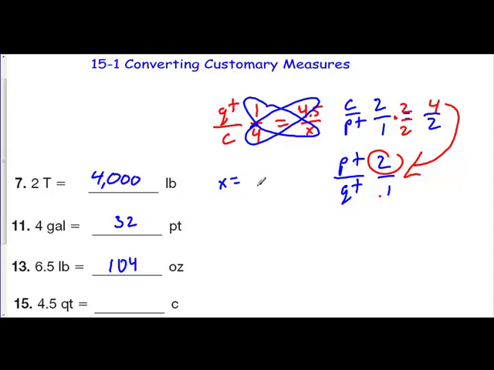4 times 4.5. Let's do that math. 4.5. We'll put that on top since there's two numbers. Times 4. 4 times 5 is 20. 4 times 4 is 16. Plus 2 is 18. We have a decimal here. So the answer here is x equals 18. So there are 18 cups in 4.5 quarts.